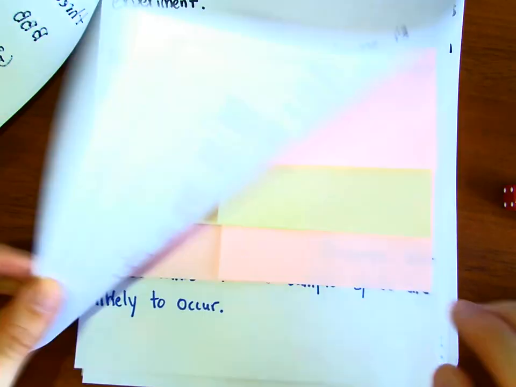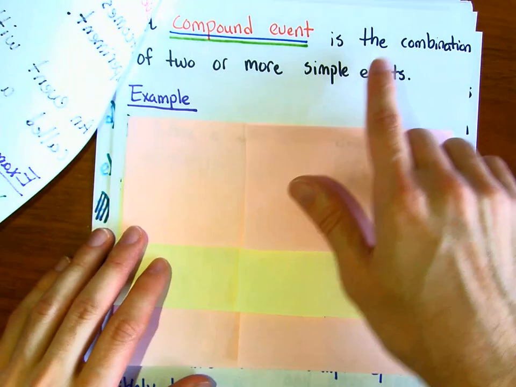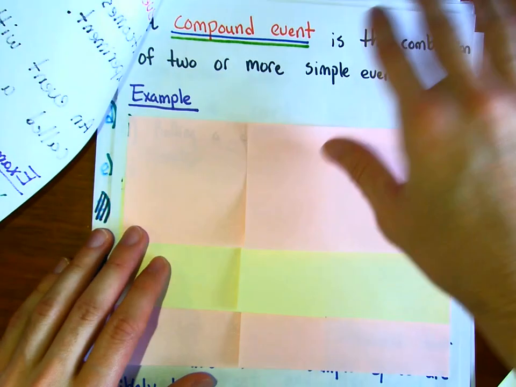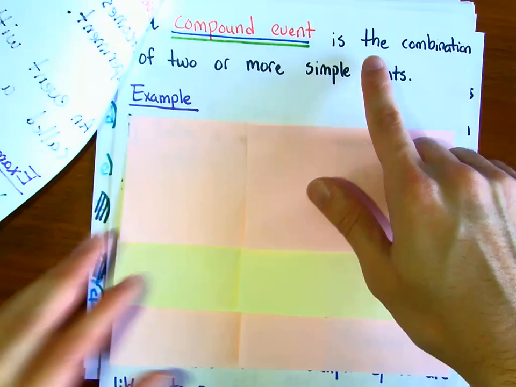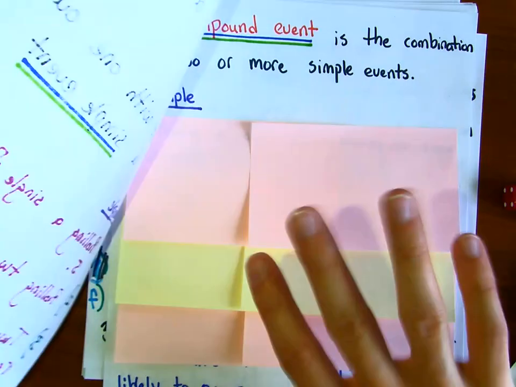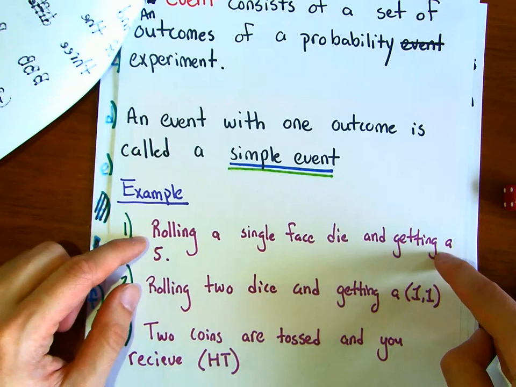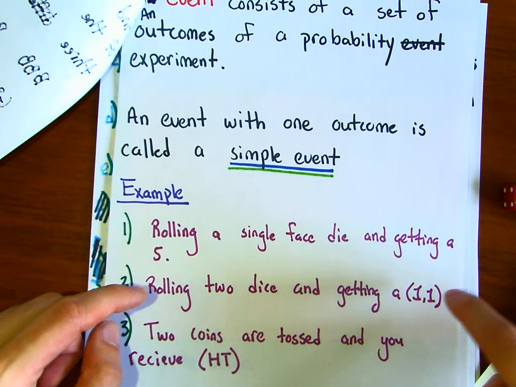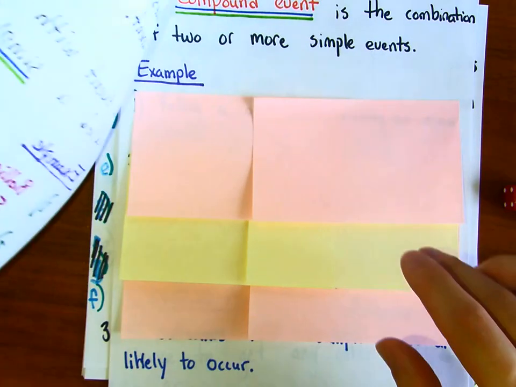Let's look at the next idea of a compound event. It is the combination of 2 or more simple events. Now, do me a favor, just copy this down, and I know this looks a little shaky, but let's take a look at how this idea of compound event and simple event will be a little different. And notice, the only thing that satisfies this condition is getting a 5. The only thing that could satisfy this condition is getting a 1 and a 1. So let's look at the next example.